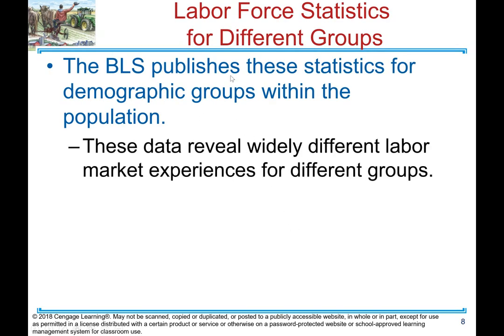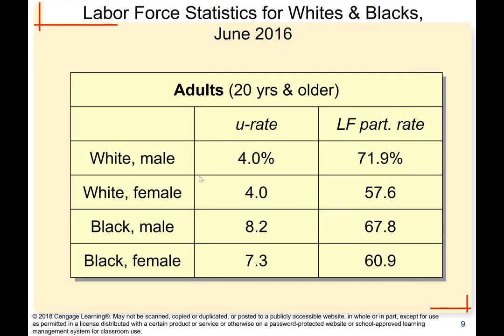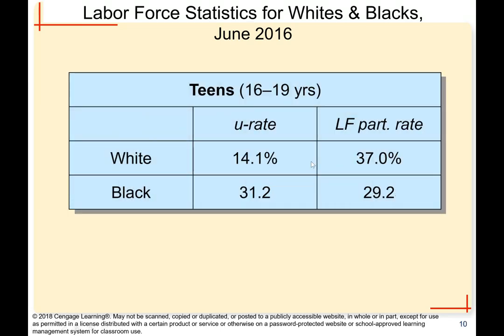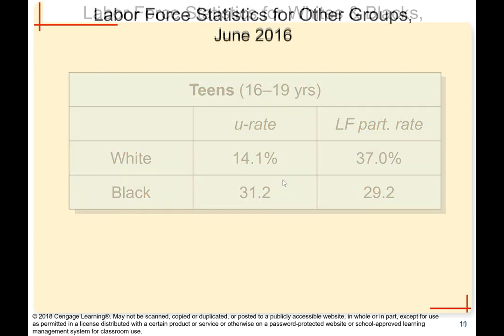Labor force statistics for different groups. The BLS publishes these statistics for demographic groups within the population. These data reveal widely different labor market experiences for different groups. And you will see the groups white male and white female, black male, black female, 20 years or older, and you can see the data. Also, teens, 16 to 19, divided into white teens and black teens. They have a different labor market experience.